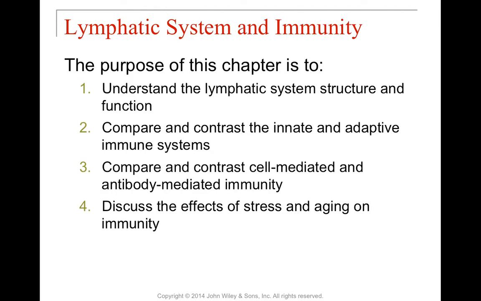Today we are going to be discussing the lymphatic system and its role in immunity. So, the goals of this chapter are for you to understand the lymphatic system in terms of both its structure and its function, and be able to compare the two different types of our immune systems, namely the innate and the adaptive immune systems. And then we'll talk about cell-mediated versus antibody-mediated immunity, which are going to be conferred by the T cells and the B cells. And then we'll talk about the effects of stress and aging on the immune response. So let's go ahead and dive right in.